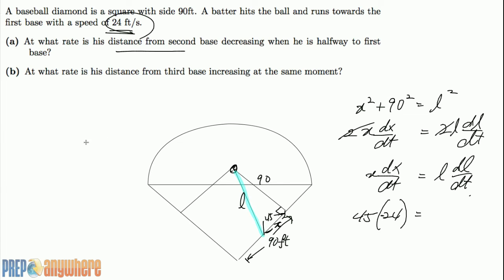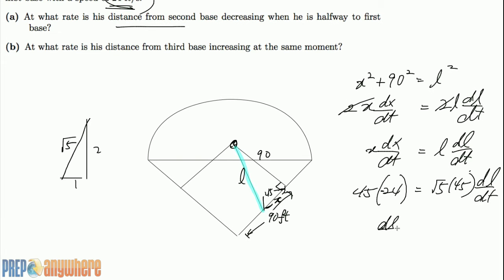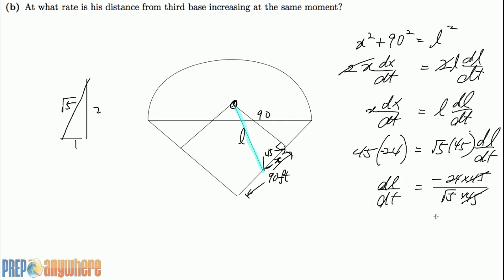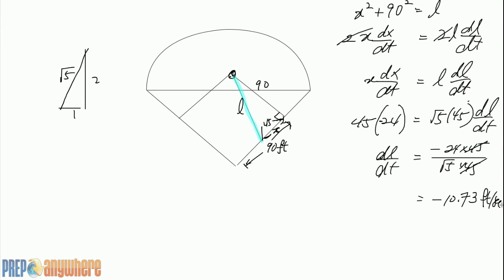We have a right angle triangle where the ratio is 1 to 2, which makes this root 5. So L is going to be root 5 times 45. So we can find dL over dt now. dL over dt is going to be minus 24 times 45 all over root 5 times 45. So we get minus 24 over root 5, which is minus 10.73 feet per second. So that's how fast the distance L is shrinking.